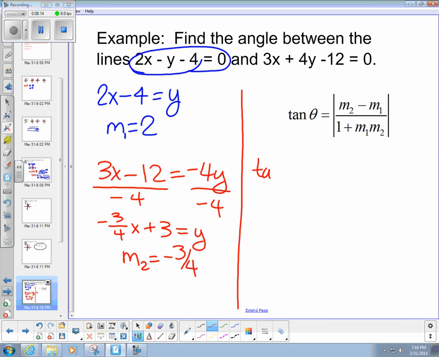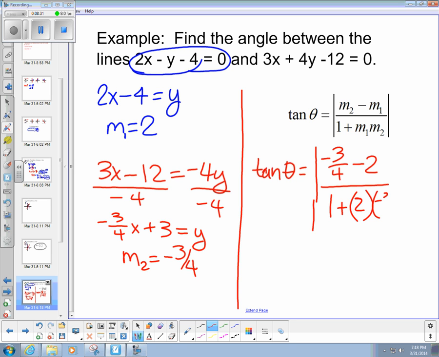Okay, now let's put those numbers into our formula. So we're going to have tangent of theta is equal to the absolute value of negative 3/4 minus 2 over 1 plus 2 times negative 3/4. Okay, we need to do a little arithmetic here, so we're going to start in the numerator and the denominator, and then we'll see what else we need to do from there.